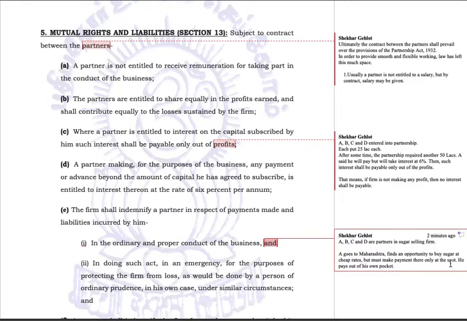He pays out of his own pocket and buys the sugar and gives it to the firm. Then in such case, that is the ordinary and proper conduct of business. In such case, the firm shall indemnify a partner in respect of payments made and liabilities incurred by him. So he has made a payment there, or he may incur a liability as well sometimes. So whatever he does for the firm in the ordinary and proper conduct of business, the firm shall indemnify him. That means whatever he has paid, the firm shall pay back to him after deducting his share of contribution.